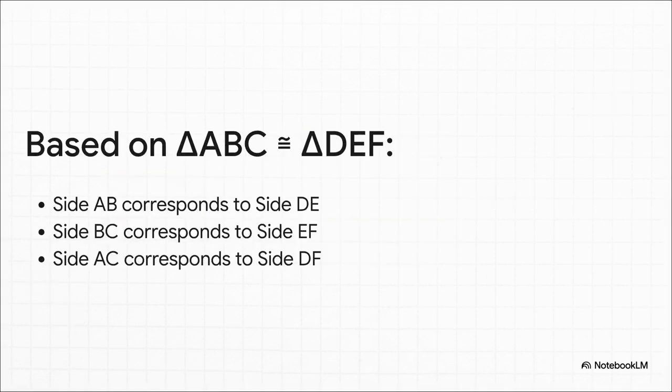Let's look at our little roadmap again. Delta ABC congruent to delta DEF. The side made by the first two letters, A and B, well, that's going to match the side made by the other first two letters, D and E. Same deal for the next pair. BC matches EF. And then the outer ones, AC, match DF. It's a really consistent pattern.